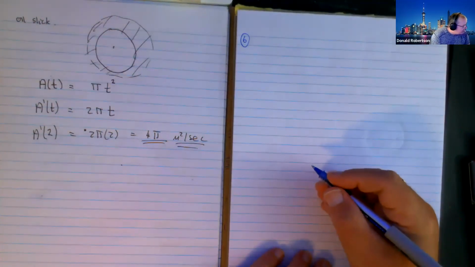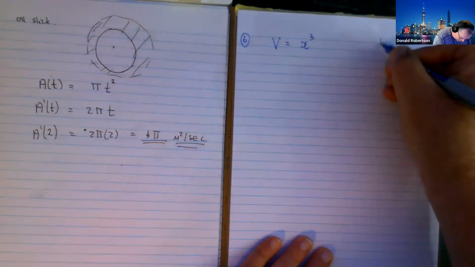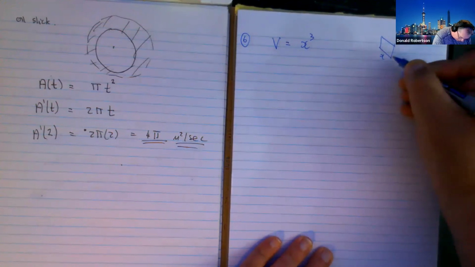In question 6, they have a cube. Well, the volume of a cube, if you don't know its side, is going to be called x cubed.